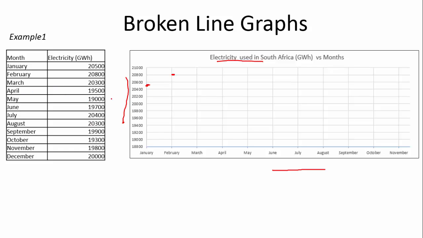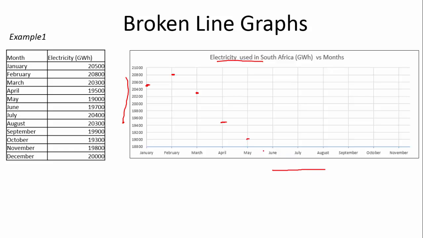Okay, let's continue. March, we had 20,300. So March, we go up the line. 20,300 will be there, and that is March. Now, April will be 19,500. April, 19,500, right there. May will be 19,000. That's our lowest month here.